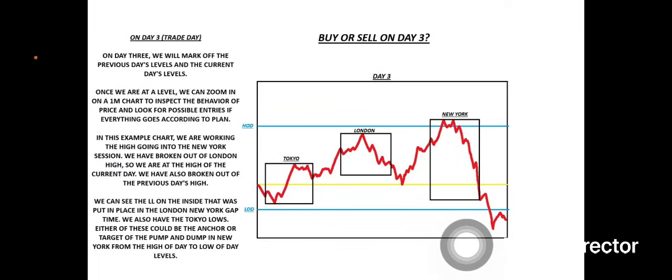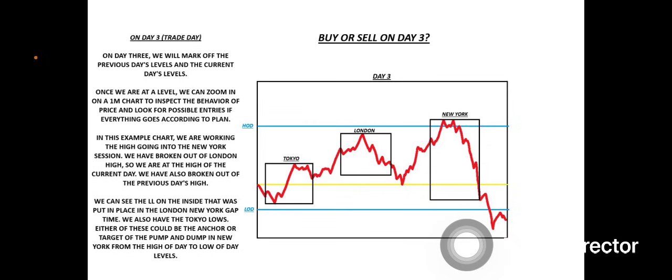So on day 3, the trade day, this is the daily process. We will, of course, mark off the previous day's levels and the current day's levels. And once we are at a level, we can zoom in on a 1 minute chart to inspect the behavior of price and look for possible entries if everything goes according to plan.